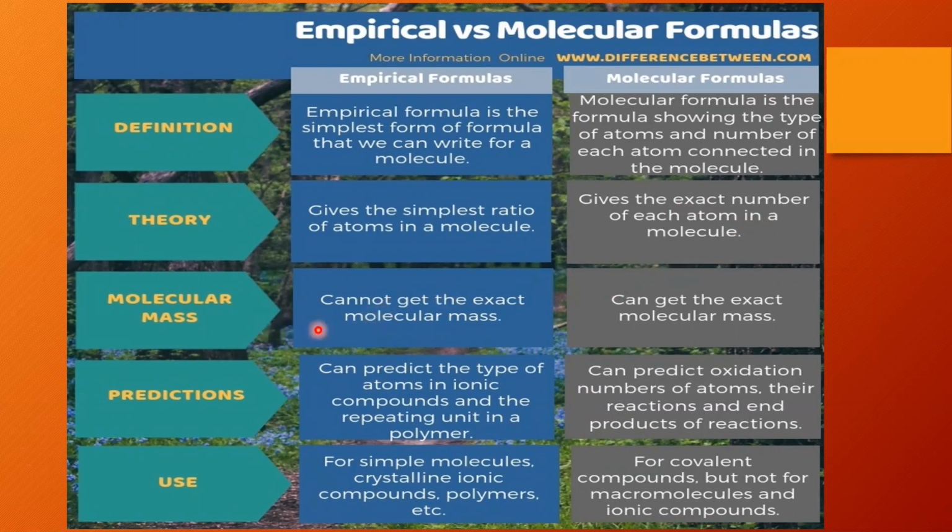What about molecular mass? Empirical formula cannot get the exact molecular mass, but molecular formula can get the exact molecular mass. What about the predictions? Empirical formula can predict the type of atoms in ionic compounds, but molecular formula can predict oxidation number of atoms, their reactions, and end products of reactions. So what about the uses? Empirical formula is used for simple molecules, for crystalline ionic compounds, and for polymers. And molecular formula is used for covalent compounds, but not for macromolecules and ionic compounds.